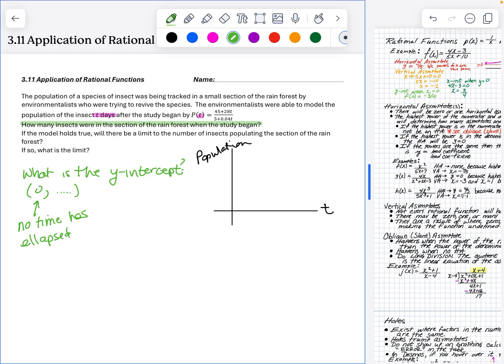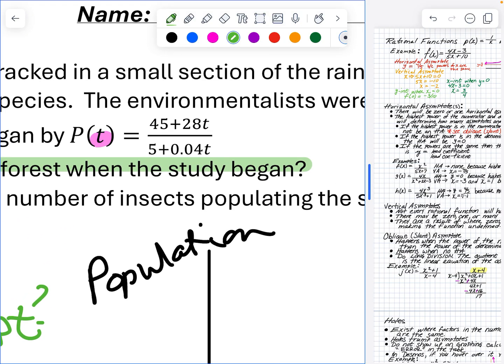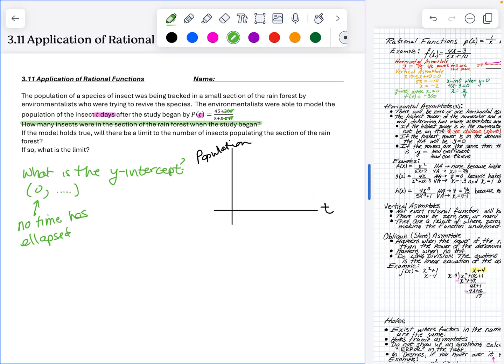If we take the equation and put zeros in for t, then we have 45 divided by 5, and 45 divided by 5 is 9. So this number right here should be the number 9. So there were 9 insects. When these environmentalists began, there were a total of 9 insects.